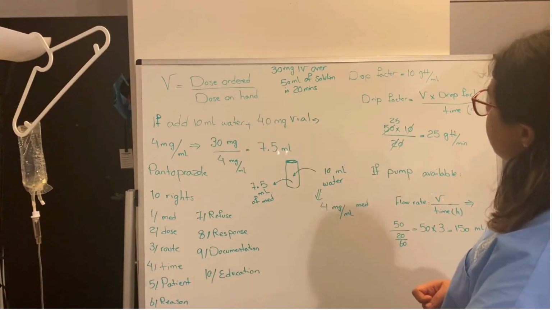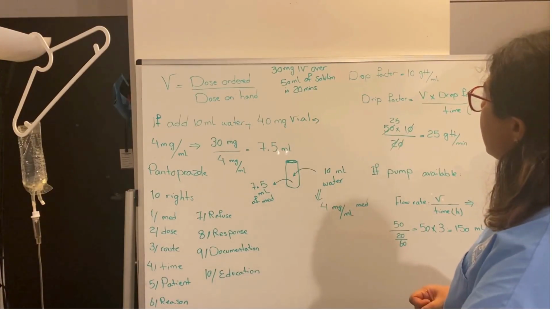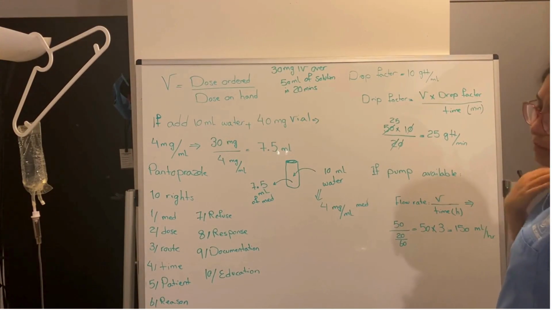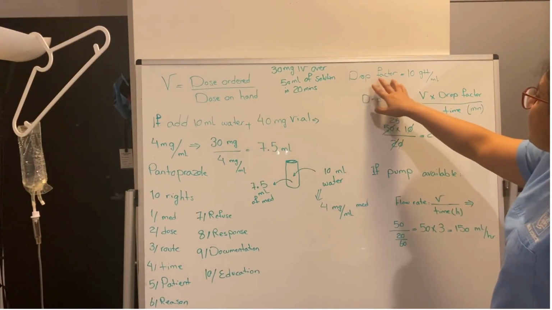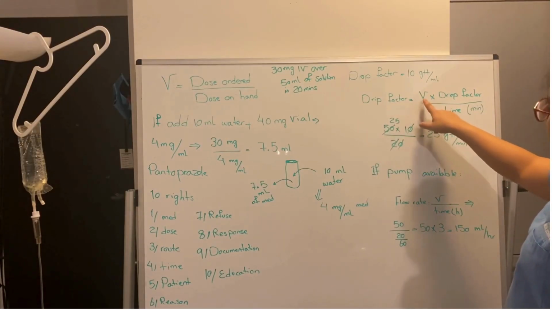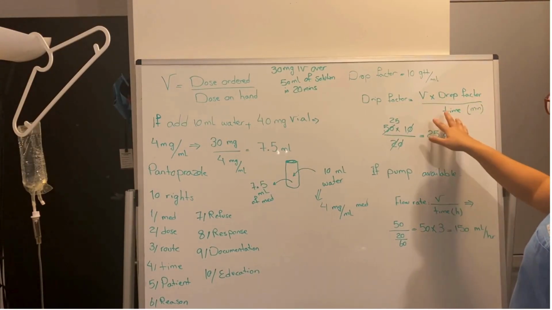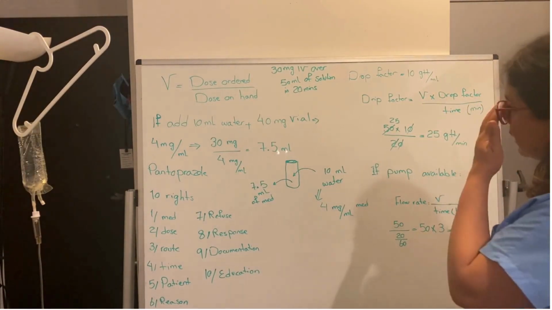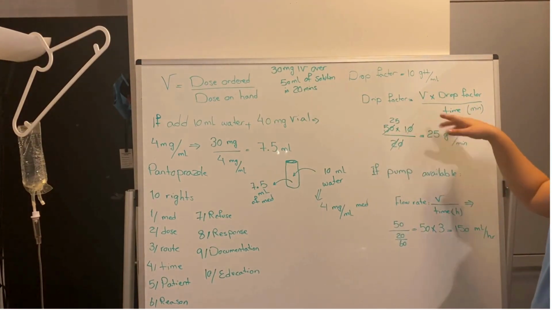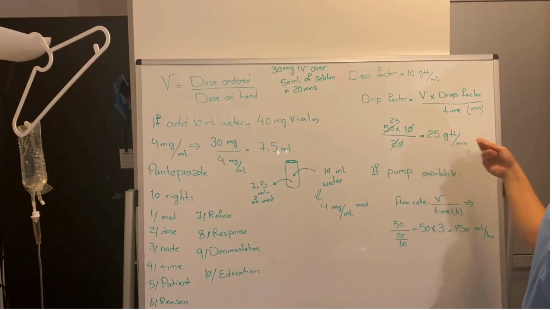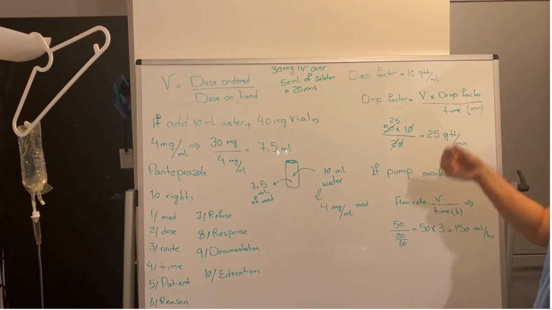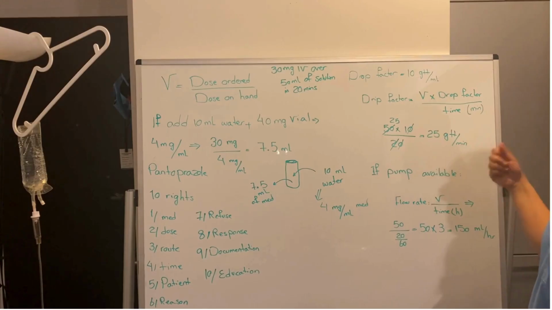If we don't have any pump, I have to calculate the drip factor. According to the IV pack, the drop factor is 10 GTT per ml. So the drip factor formula is volume multiplied by drop factor divided by time in minutes. So the total volume is 50 ml multiplied by 10, divided by the time, which is 20 minutes. The answer is 25 GTT per minute. It means that the IV should be administered at 25 drops in 1 minute.